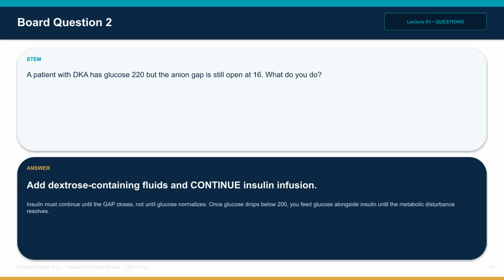Question 2. A patient with DKA has glucose of 220, but the anion gap is still open at 16. What do you do? Yes, you want to add dextrose-containing fluids and continue the insulin infusion. The insulin must continue until the gap closes, not until the glucose normalizes. The board trap is stopping insulin because the glucose looks better.